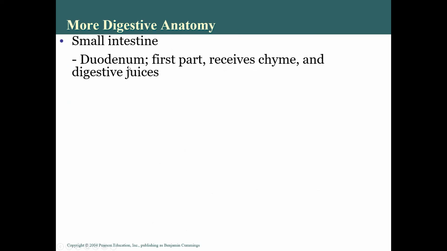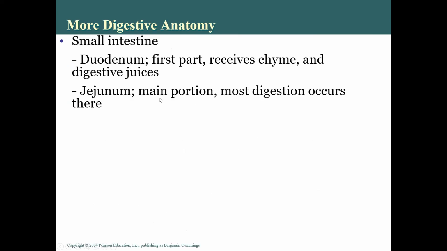Those are both correct pronunciations. The first part receives chyme from the stomach and digestive juices from the pancreas. In addition, it receives bile from the gallbladder to help you with fat digestion. The jejunum is the main portion of the small intestine. Most digestion and absorption occurs there.